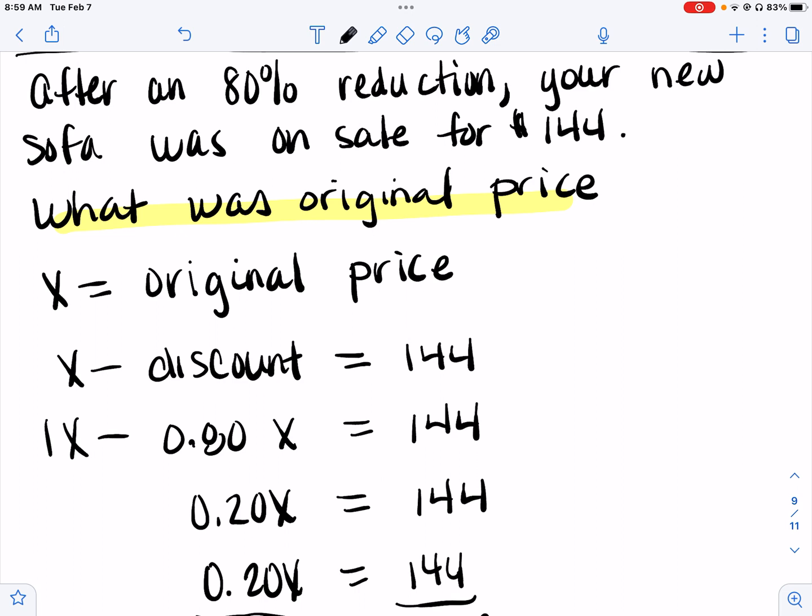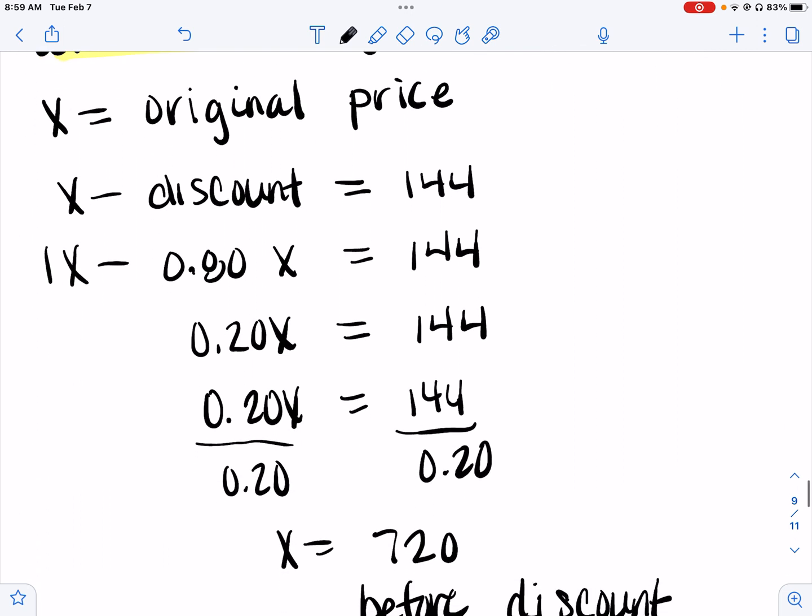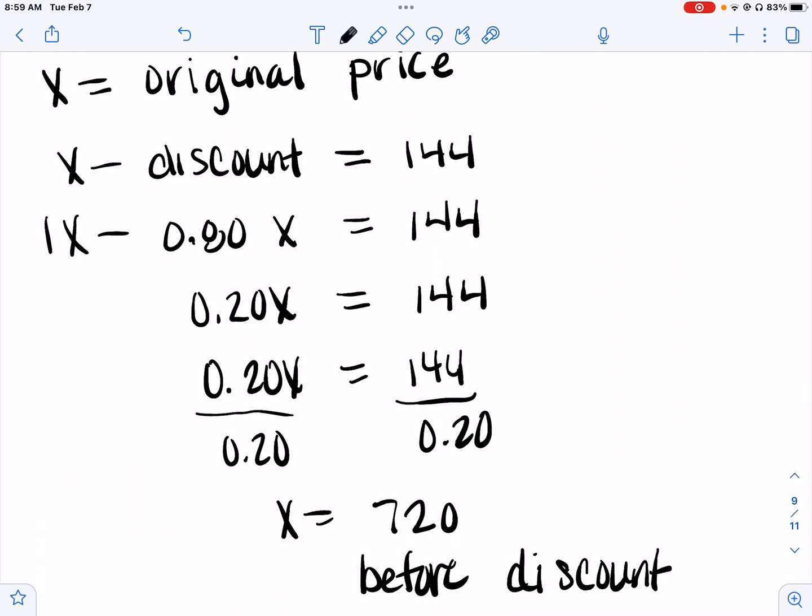Okay, so the new price, you would take the original and subtract the discount. The original price is 1x, the discount is 0.80x. 1 minus 0.80 is 0.20. So 0.20x, divide, and we get 720 before the discount. Okay, to find a percent of a number, you multiply that number times the decimal of the percent.